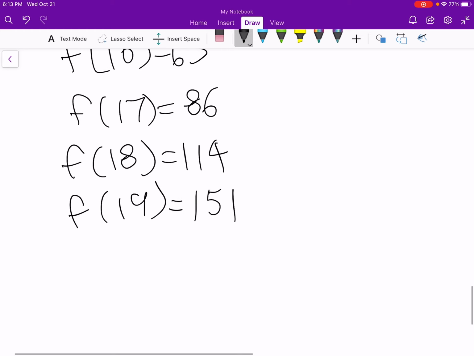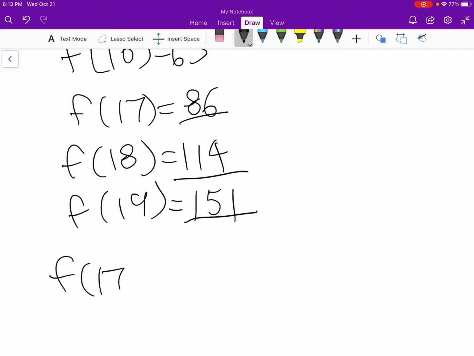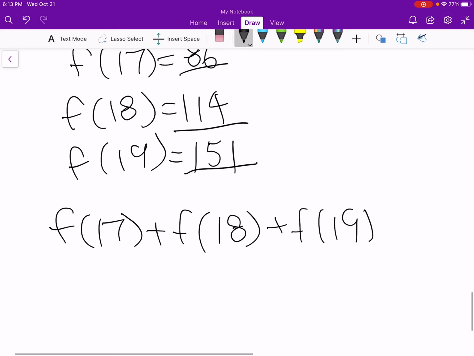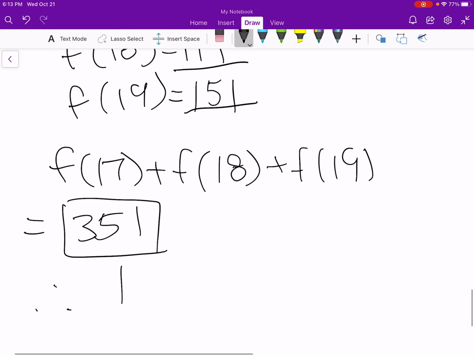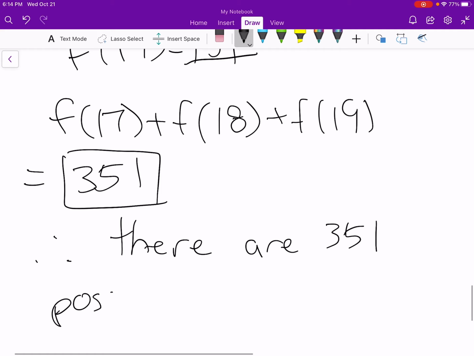So finally, our answer is f(17) plus f(18) plus f(19). So I'll just write that here. Which comes out to be 351. So therefore, there are 351 possible patterns.